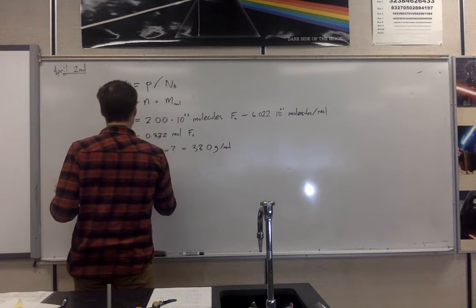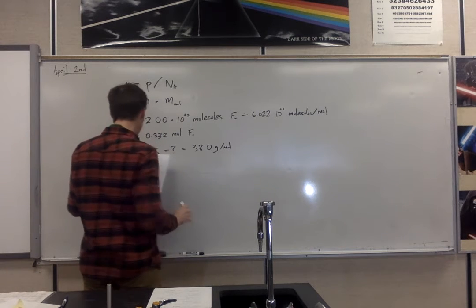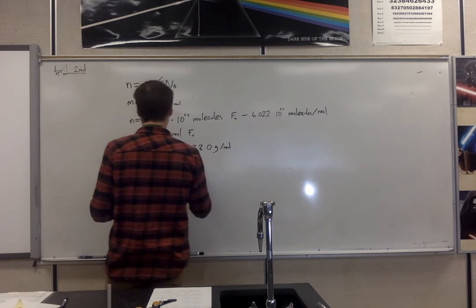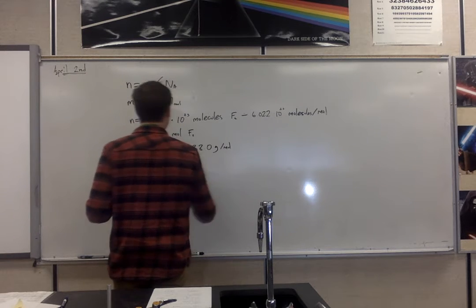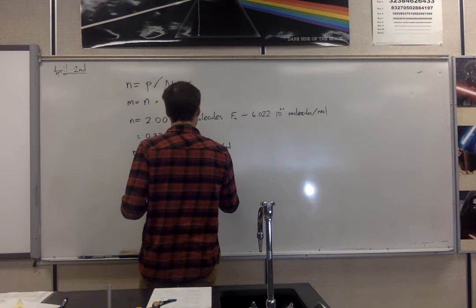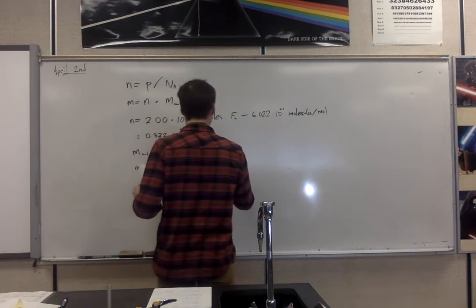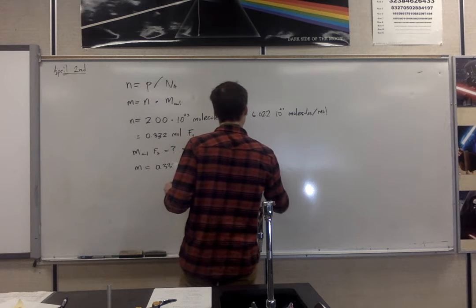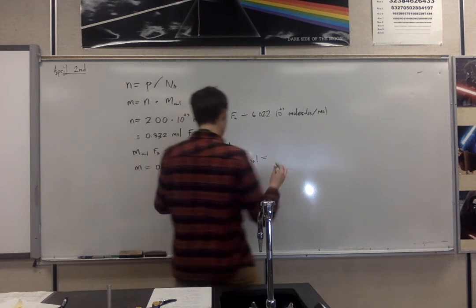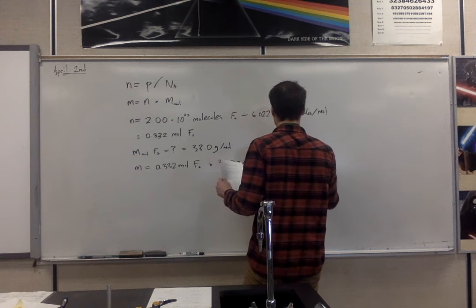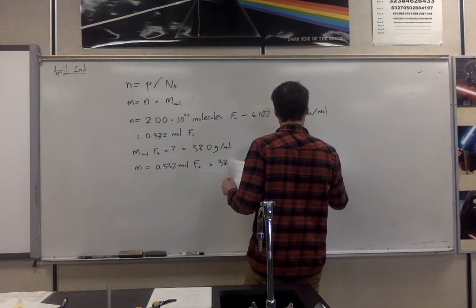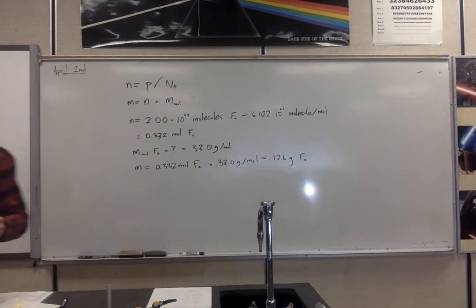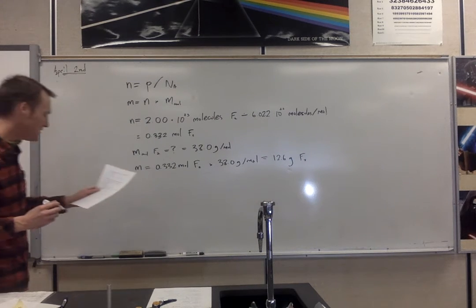Now let's put it all together. The mass is 0.332 moles of F2 times 38.0 grams per mole, and I get 12.6 grams of fluorine right there. That's the answer I get for question 19.